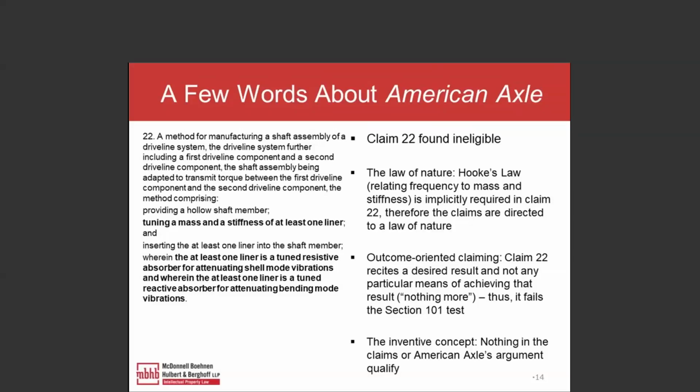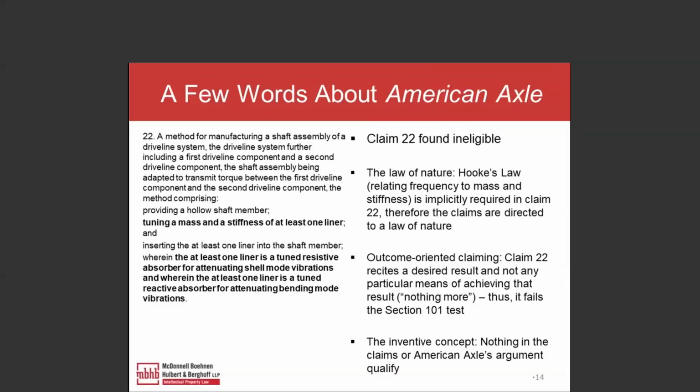The other reason that the court, the majority, did not like this claim is that the style of the claim was outcome-oriented. In other words, claim 22 recites a result without any particular pathway of getting to that result, no particular way of tuning these liners such that they damp two different modes of vibrations. And so for these reasons, the majority believed that it failed the first part of the Alice test, and that it was directed to an abstract idea.